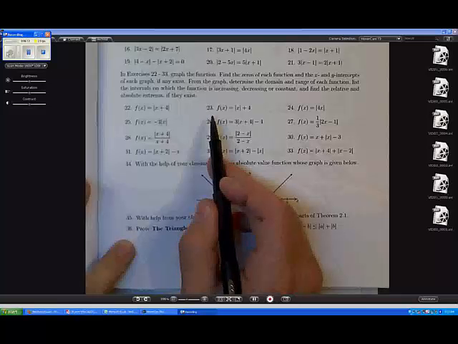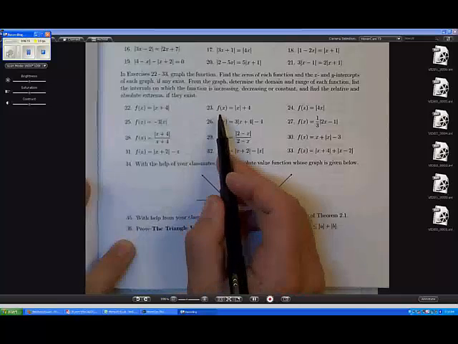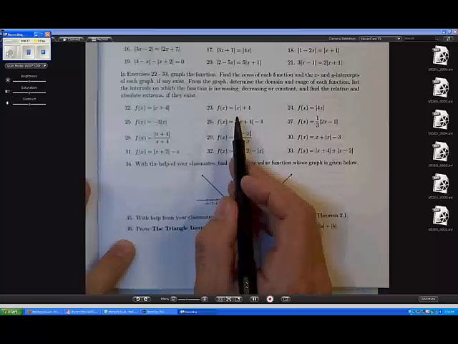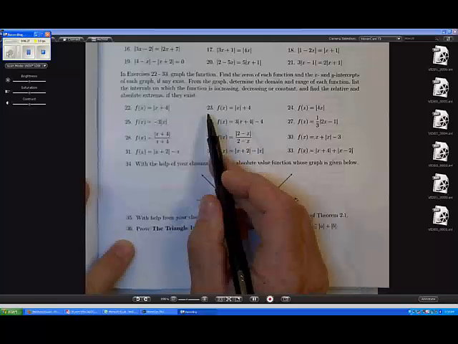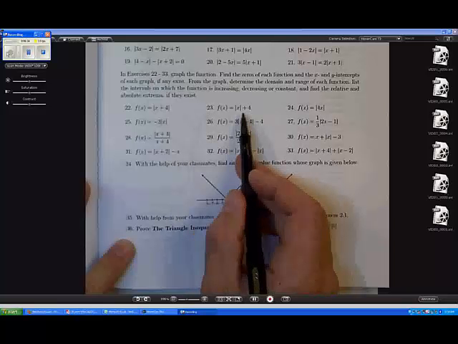You guys know how to graph y equals the absolute value of x. And I know from your homework you guys learned a lot about transformations. So tell me how you're going to graph 23. Take your v and then do what to it? Shift it up 4. You guys with me? That's all you're going to do.